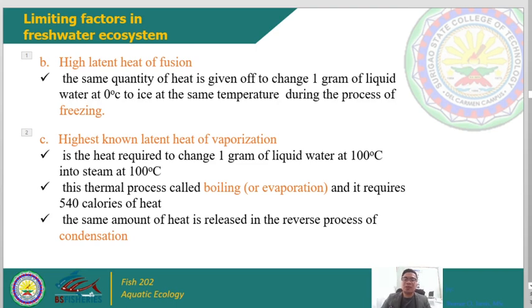Third property in relation to temperature is the highest known latent heat of evaporation. This is basically the heat required to change 1 gram of liquid water at 100 degrees Celsius into steam at 100 degrees Celsius. This thermal process is called boiling or evaporation, and it requires 540 calories of heat in order for this reaction to occur. Okay, so the same amount of heat is released in the reverse process called condensation. So basically, these are the three major properties of water that make temperature very important as a limiting factor in the freshwater ecosystem. Okay, so those are the factors that need to be considered when we understand the physical relationships of the physical non-living environments towards the living environment found in the aquatic ecosystems.